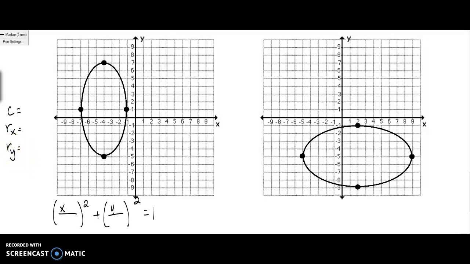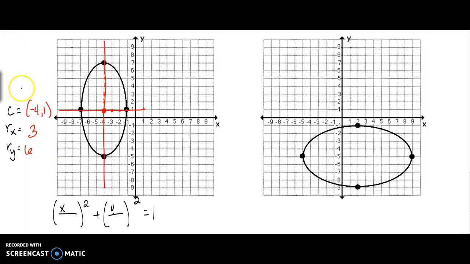So in order to find our center, I'm going to show you a little trick. If you were to draw lines down through your endpoints on both the major axis and the minor axis, they will intersect right at the center. So the center of this ellipse is -4, 1. Our x radius from our center, we count out 3. And then our y radius is 1, 2, 3, 4, 5, 6.